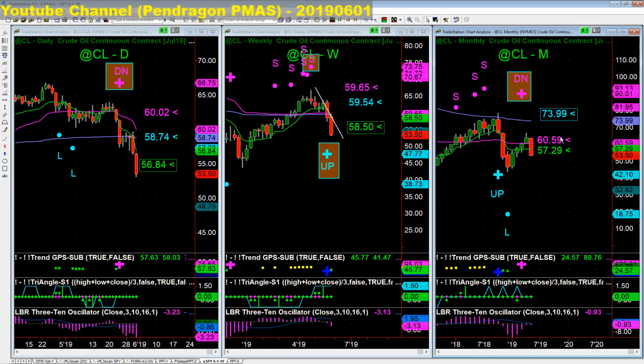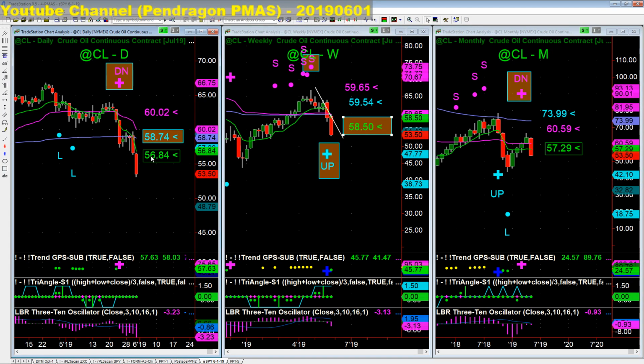Well, let me see. First thing I can see is this 58.74. It's fairly close to this 58.50. So around 58.50 to 58.74-ish, around that price range, could be our potential strong resistance. But that is quite far away because on Friday, crude oil closed at 53.50. So that is a good $5 above. And the closest one actually is this green line on the daily chart, 56.84. So let's see how that works out.